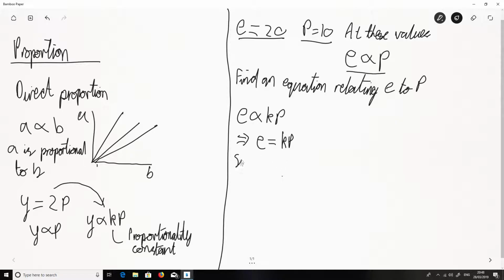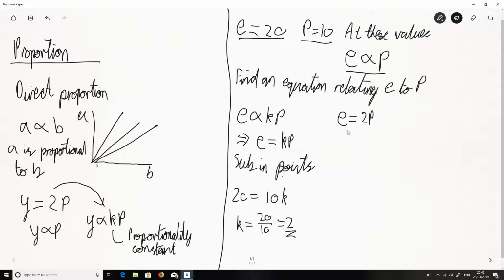Now we sub in our points like so, 20 equals 10k, so we have that, and then we can quite simply solve that. K equals 20 over 10, which equals 2. So that's our proportionality constant. So that means our equation overall is E equals 2p, like that. So we have our equation now, E equals 2p.